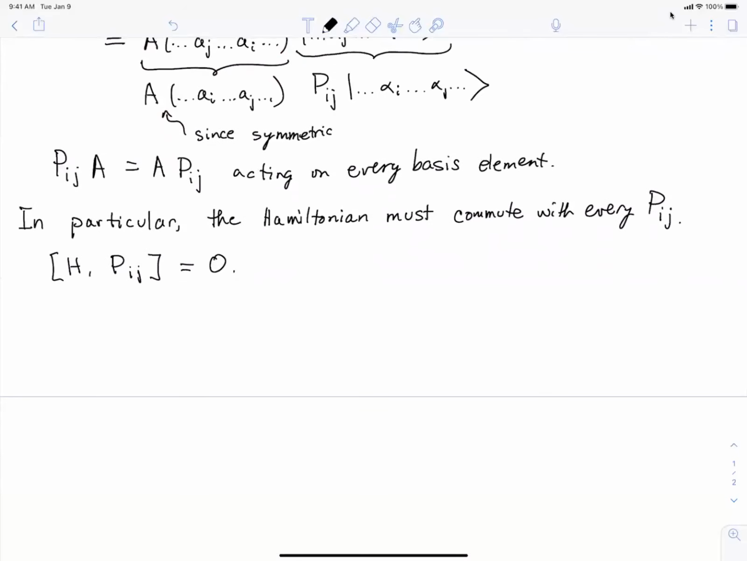Okay, so that allows us to prove something interesting. So now suppose that you've got a set of states, you've chosen your set of states so that this one, for example, is an energy eigenstate of the whole Hamiltonian.